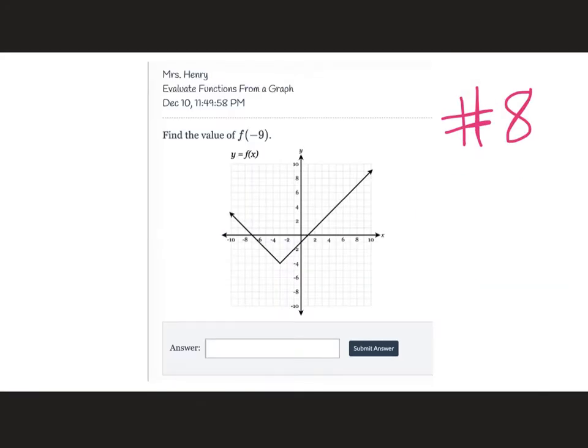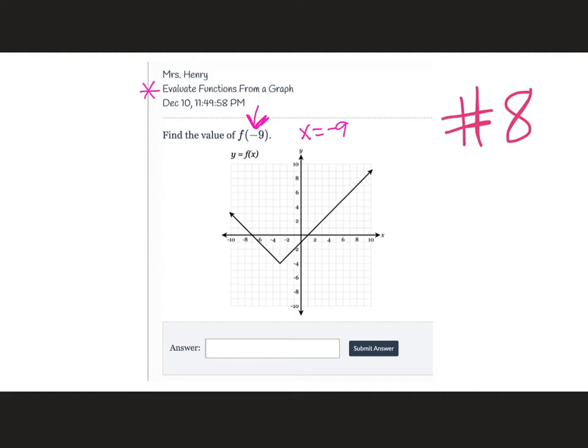All right, this is starting another assignment, some examples for the next one. Evaluating functions from a graph. So it's going to depend on what you're given. Now, I told you before, you've got to make sure that you know what it's representing. So remember, if you get a number inside the parentheses, they're giving you x. Basically they're saying x equals negative 9, okay?